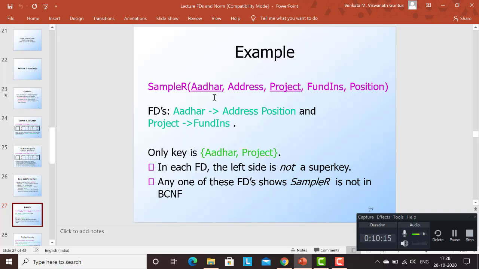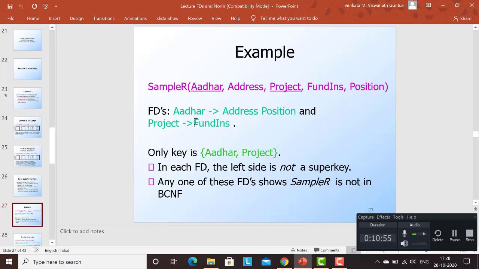We're going back to the example that we just covered. In this sample R relation, we had these two functional dependencies. If you try to determine the key, the only key of this relation would be the combination of Aadhaar number and project number, because when you compute the attribute closure of this set, you get all the other attributes. This is the only key of this relation, and of course any superset of this will become a super key.